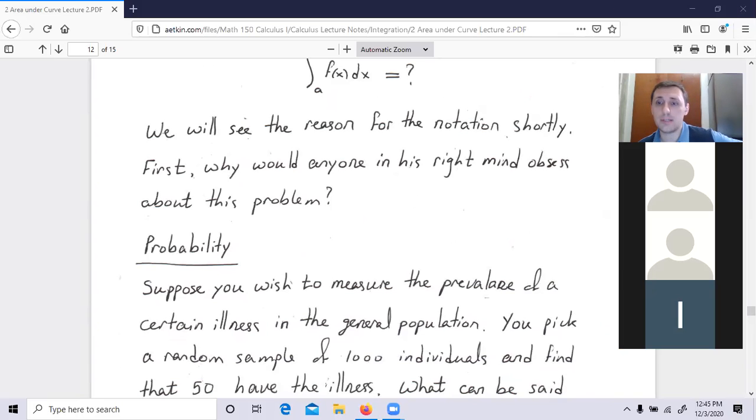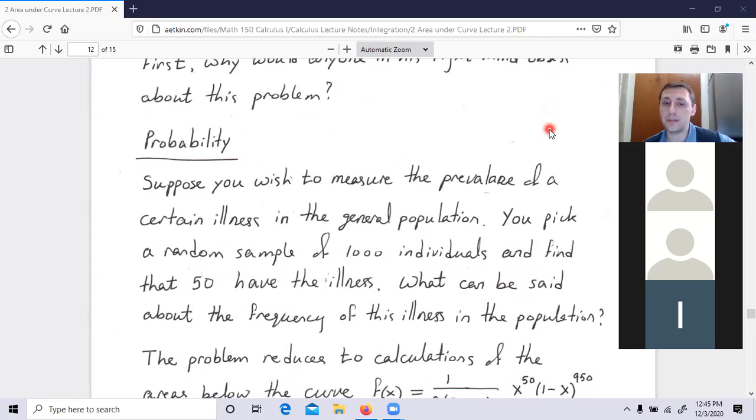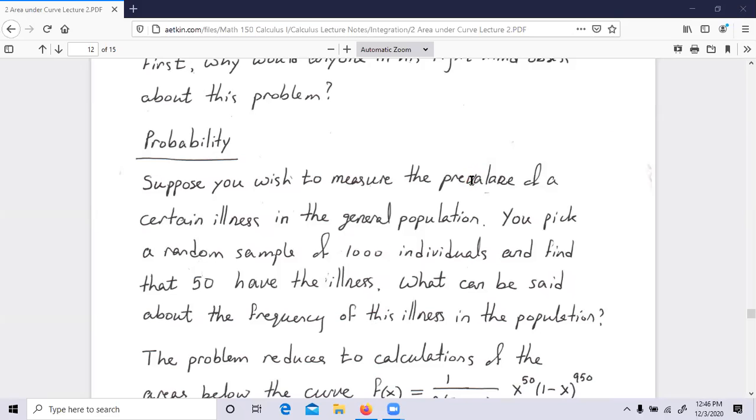So here is, let's say, some possible illustration from probability. Suppose you wish to measure the prevalence of a certain illness in the general population. You pick a random sample of 1,000 individuals and find that 50 of them have the illness. What can be said about the frequency of this illness in the population? You understand? That's a simple example that is very commonly heard about these days. How do you know how common something is?